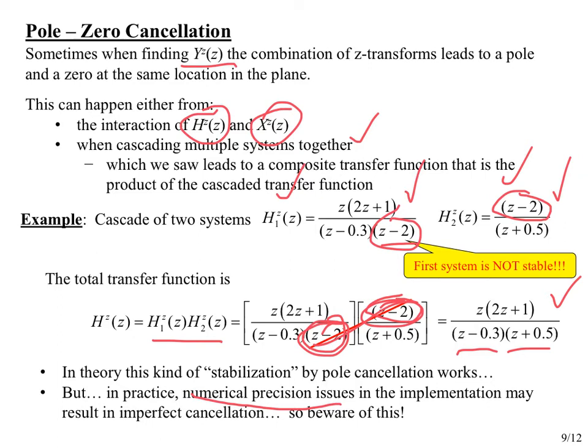I should say actually unstable, and it might only be barely observable that it's actually unstable, but in certain circumstances it could definitely grow without bound. So you need to be aware of that. Don't rely on cancellation of poles and zeros in practice unless you're absolutely sure that it will really work.